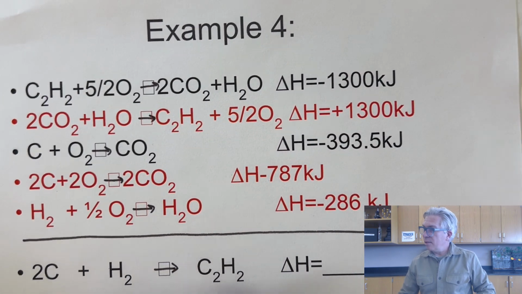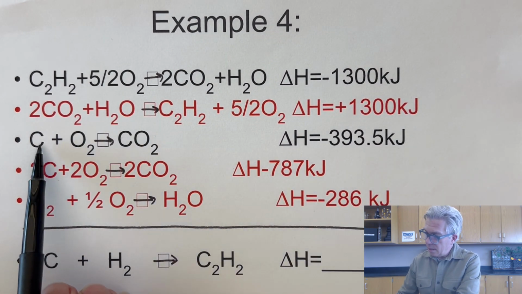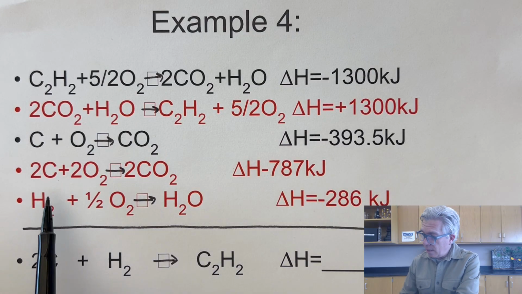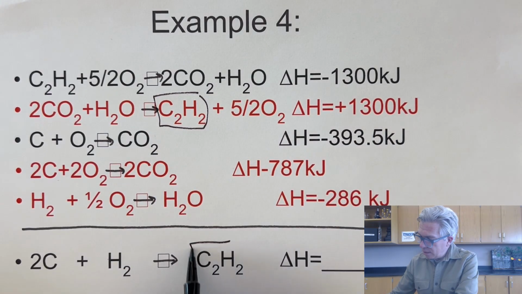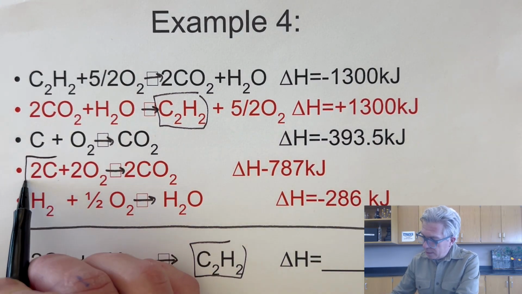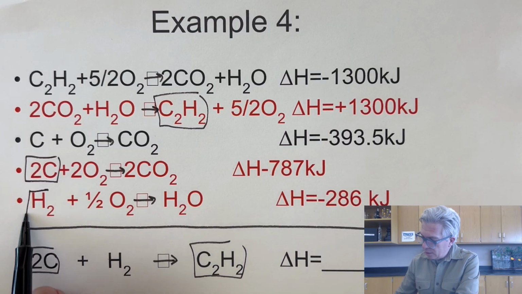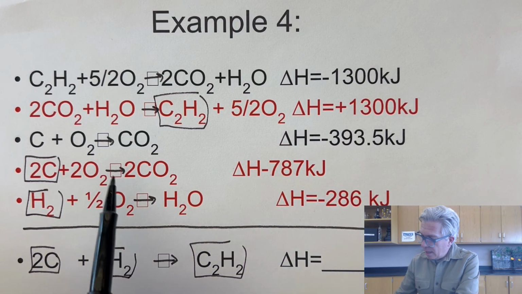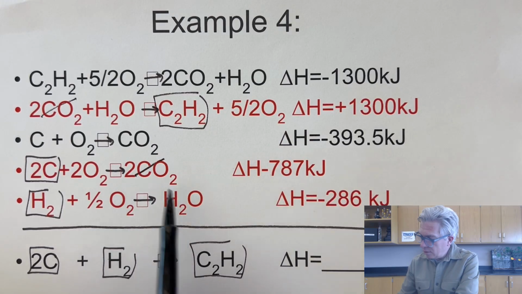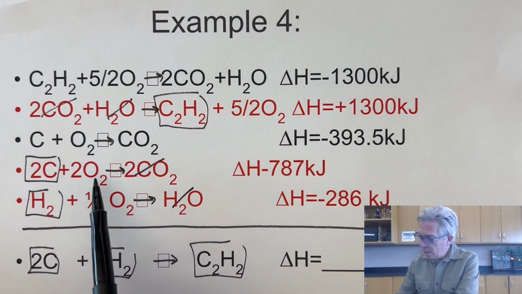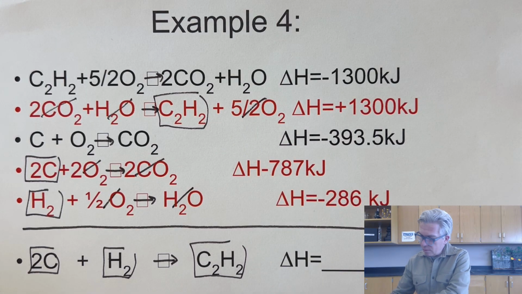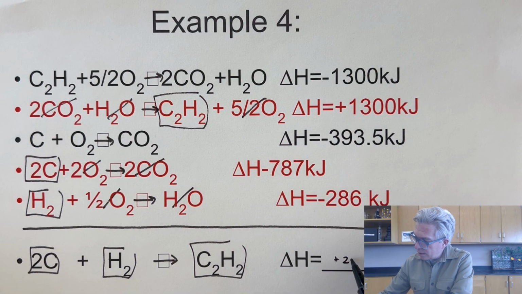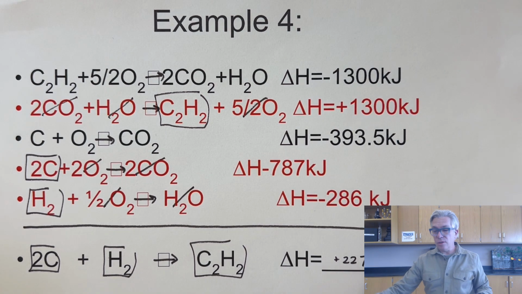So I doubled the second equation. You can do that. You just simply double the delta H at the end. So now I've got C2H2 on the appropriate side, 2 carbons on the appropriate side, a hydrogen on the appropriate side, and everything else is going to cancel. 2 CO2s, a water, the 5 halves O2 here and the 5 halves O2 here. And when I do that, I get positive 227 kilojoules as my answer on that one.